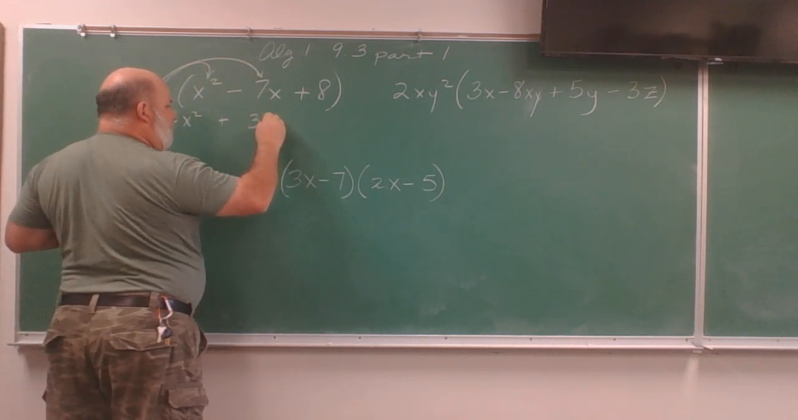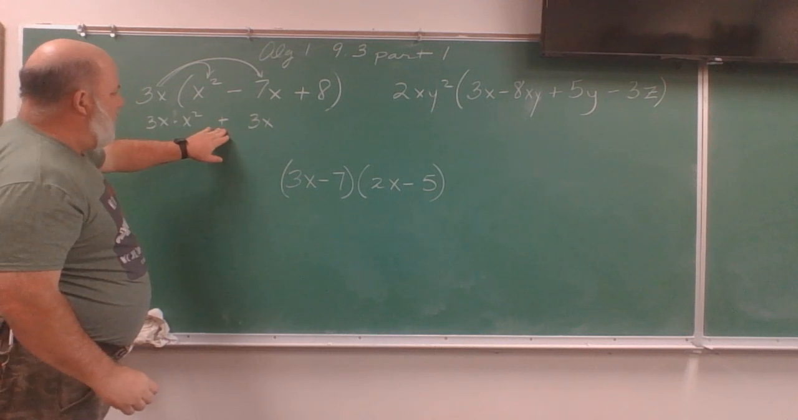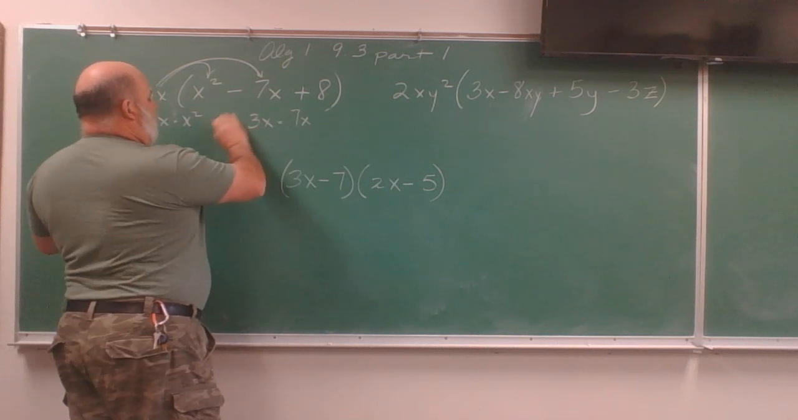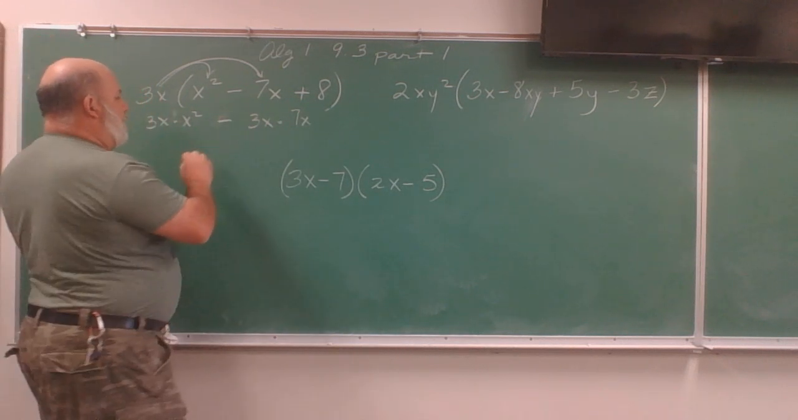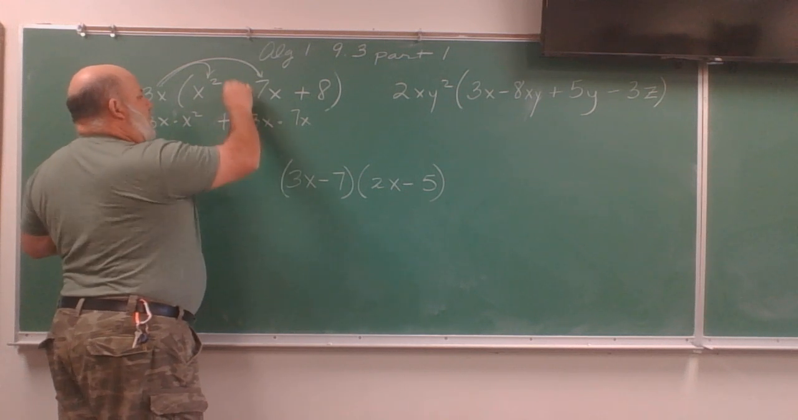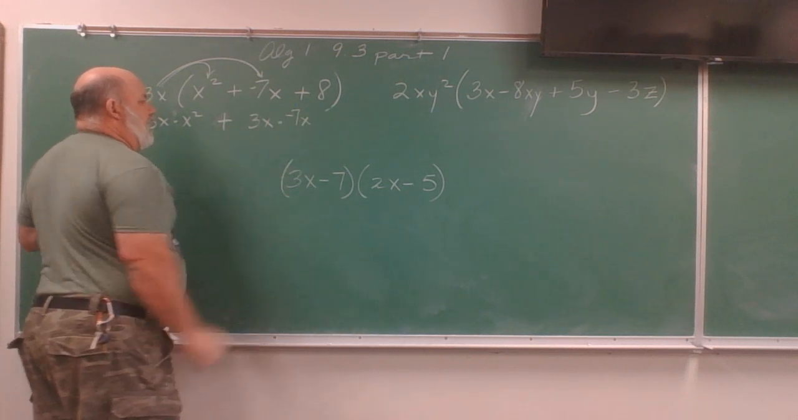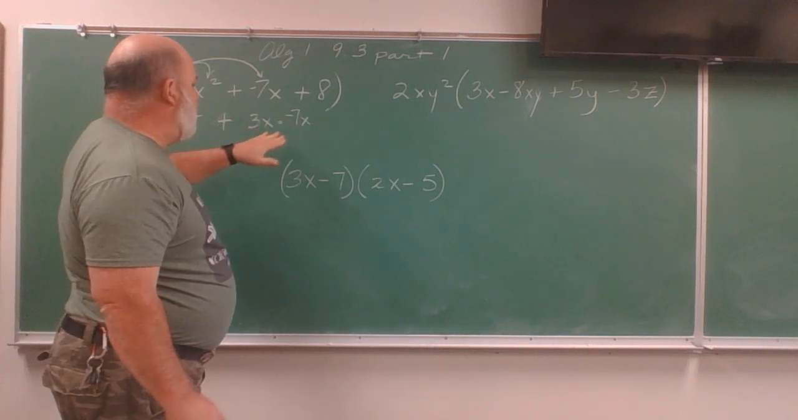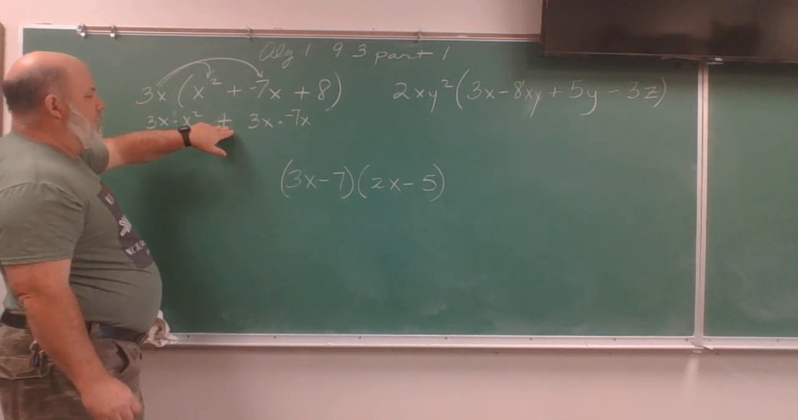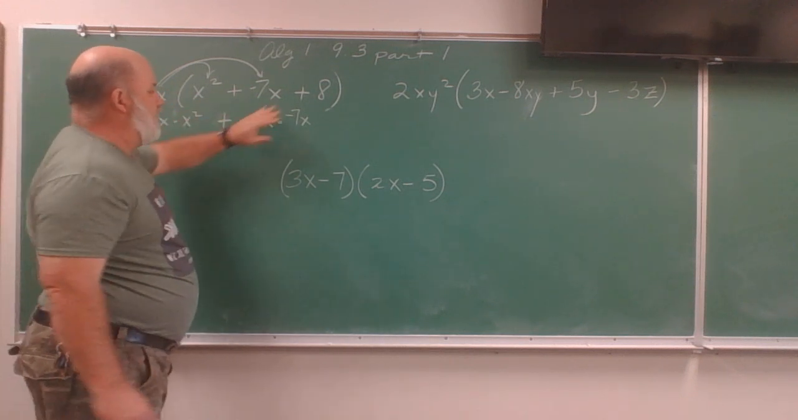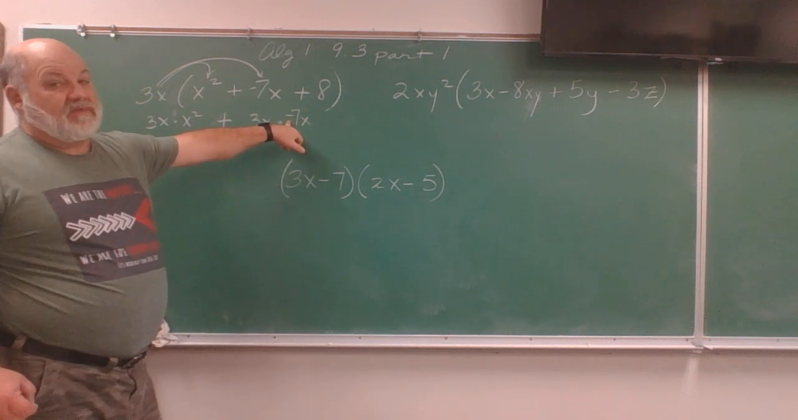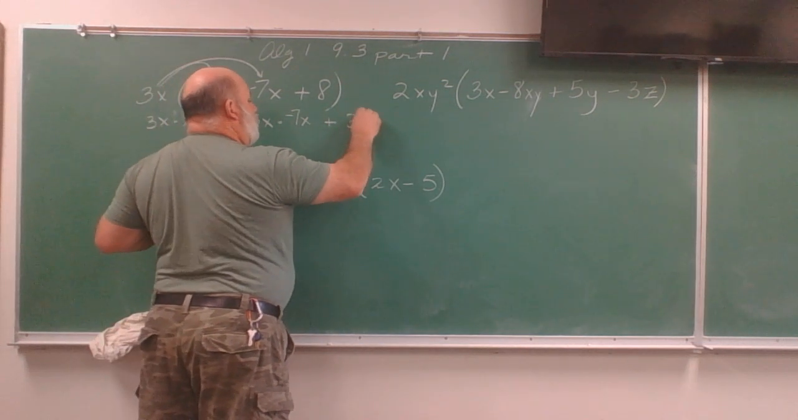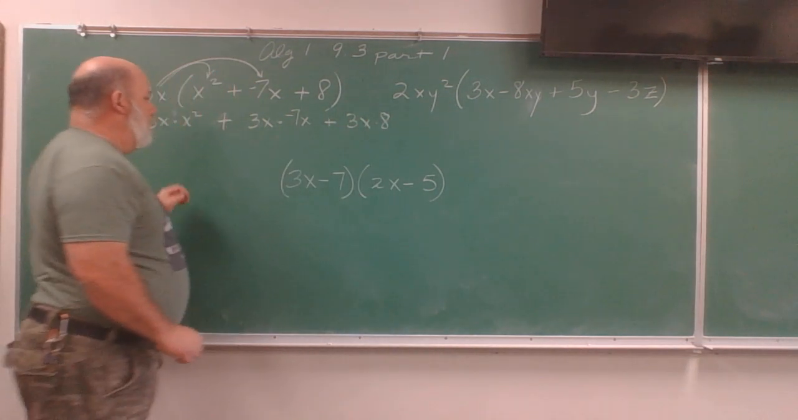Now you got to be careful. I could say this is minus 3x times 7x and have a minus here. Or I could say this is plus 3x times negative 7x. Either way works, just as long as you get that negative either here between this first multiplication and the second one, or as you're showing it as negative 7x. Lastly, we have 3x times 8.